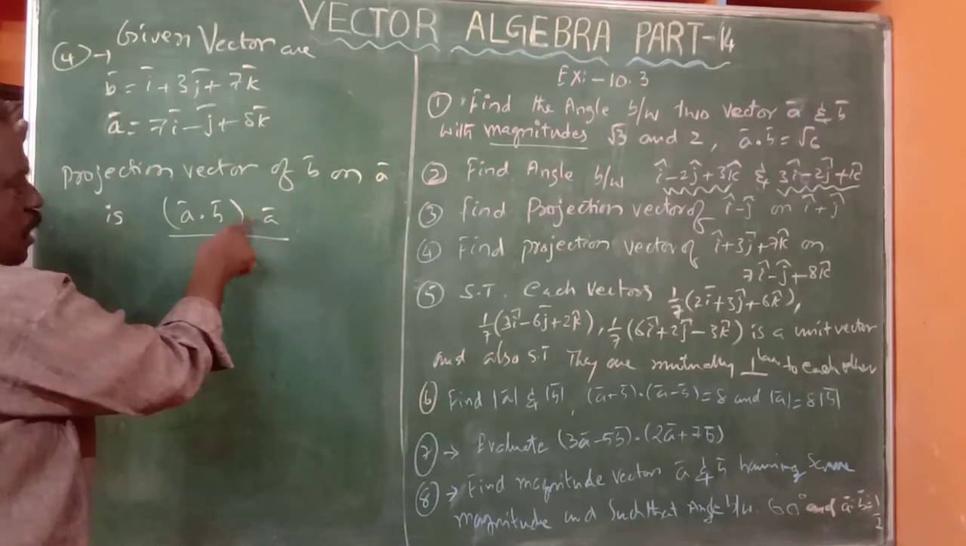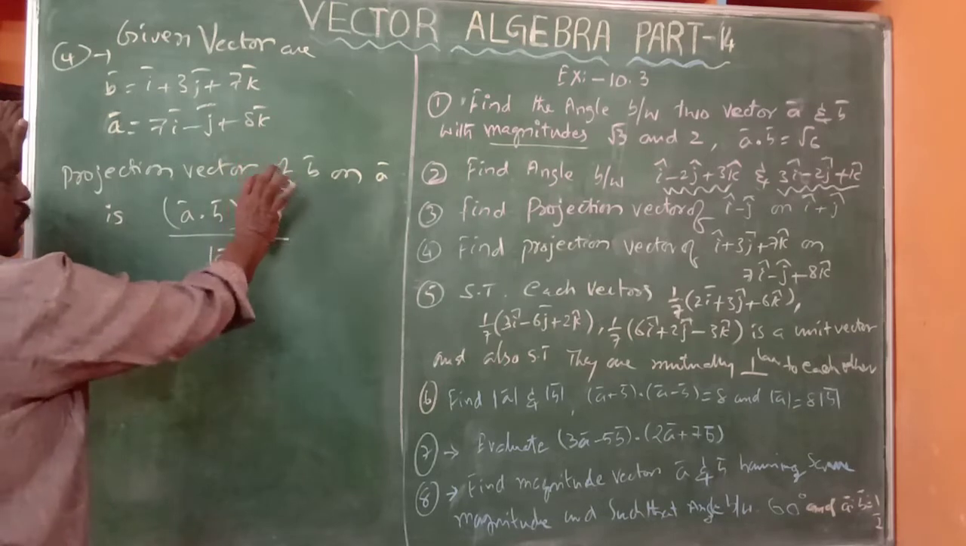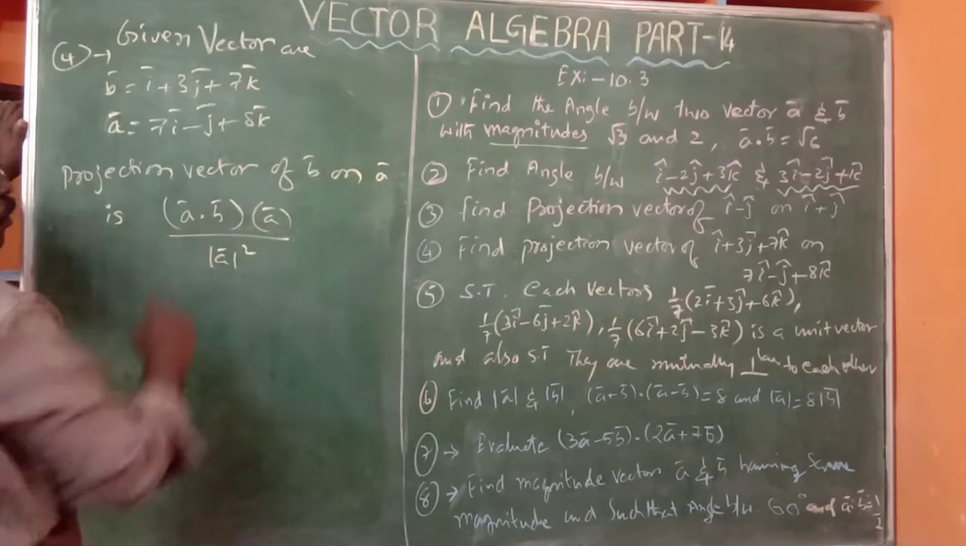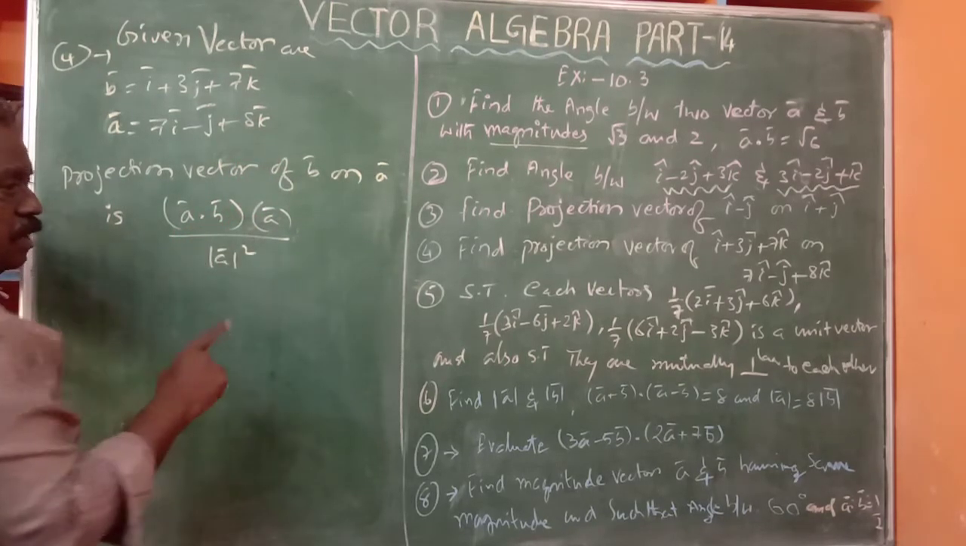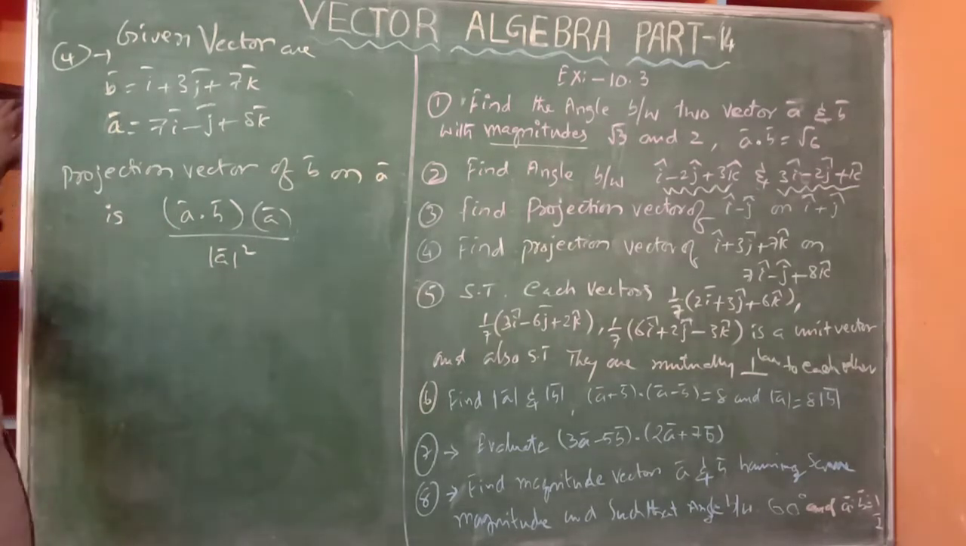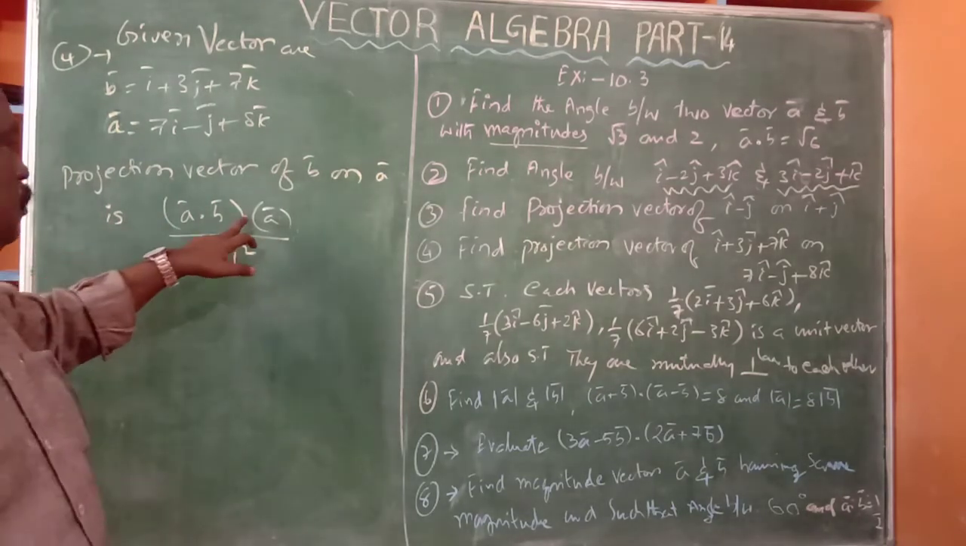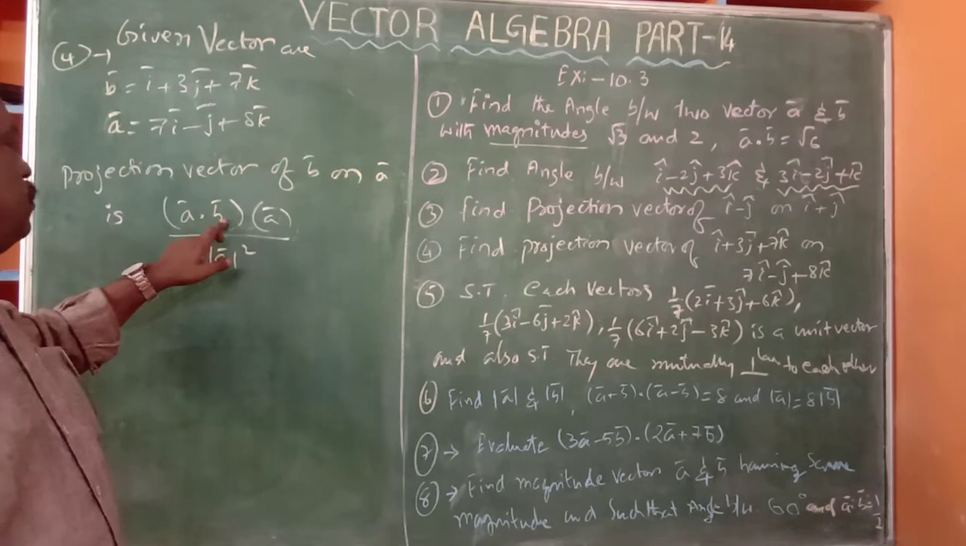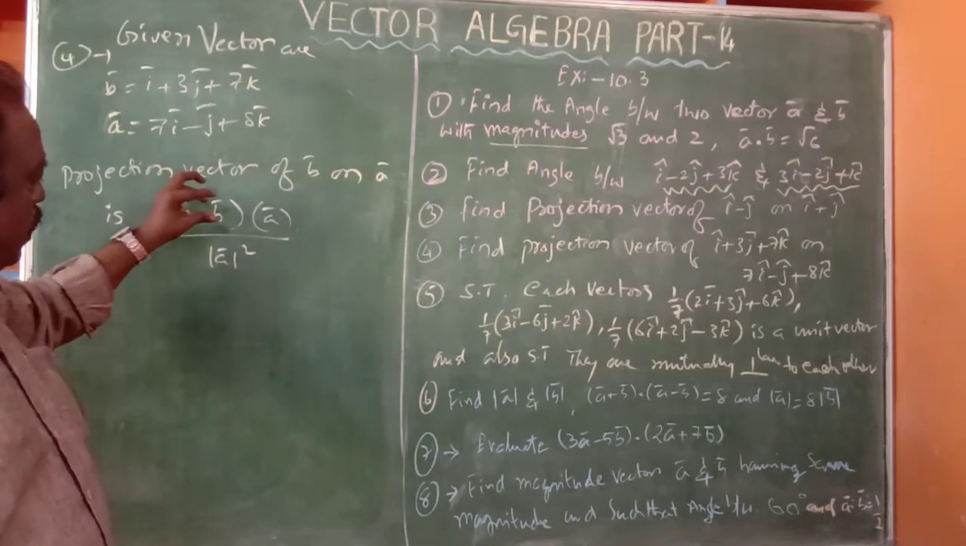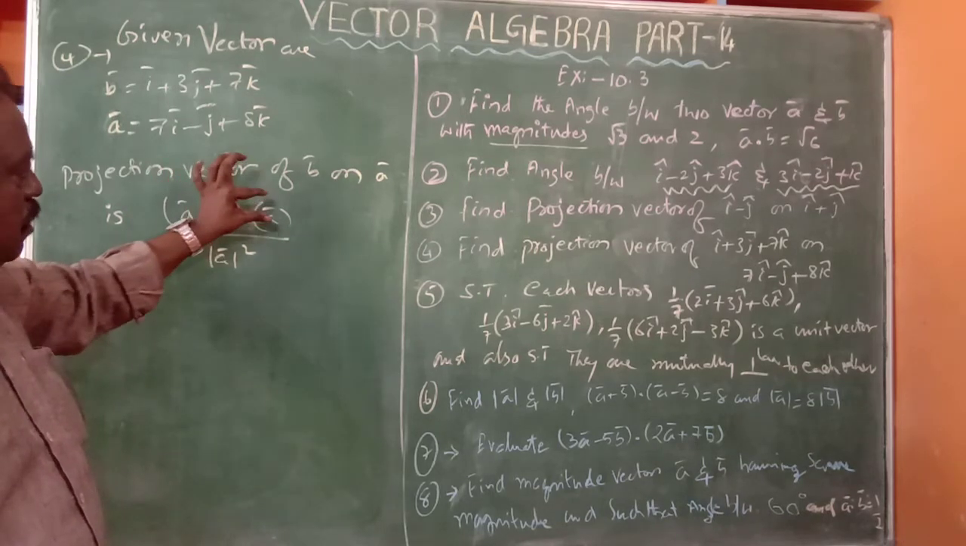Don't put dot or any cross. It is a common product. If you put dot, the meaning is dot product, and the meaning changes. Okay now? So A bar dot B bar, it is a number. This is also a number. This is the vector.